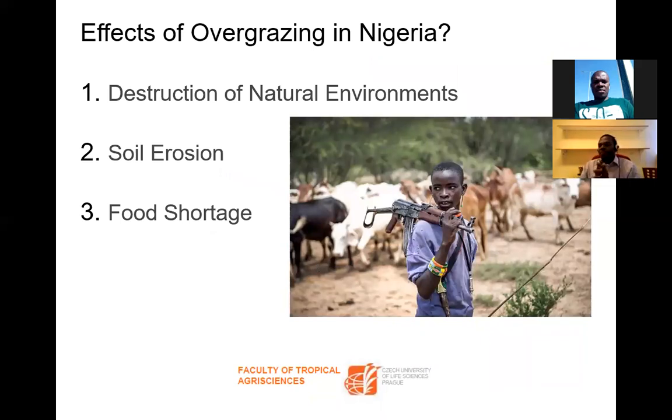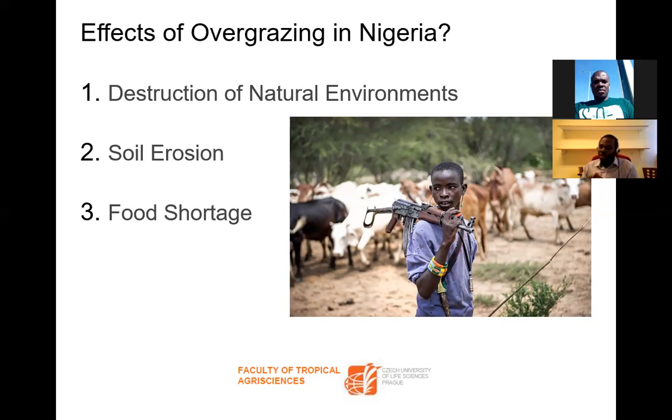Now, what are the effects of overgrazing in Nigeria? Three major effects. The first is destruction of natural environments. There are many protected natural environment areas, maybe where a particular species of trees needs to be nursed, or some crops. Most times there's intrusion.